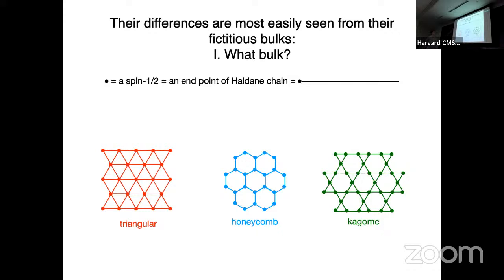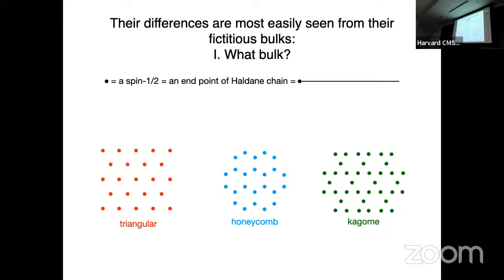Suppose this is a spin one half moment. It can be viewed as an endpoint of a Haldane chain. So suppose this is a Haldane chain, and at the endpoint I have a spin one half moment. Now these are my lattice systems. Let me just remove the bonds. It's the same system, I'm just removing some bonds.